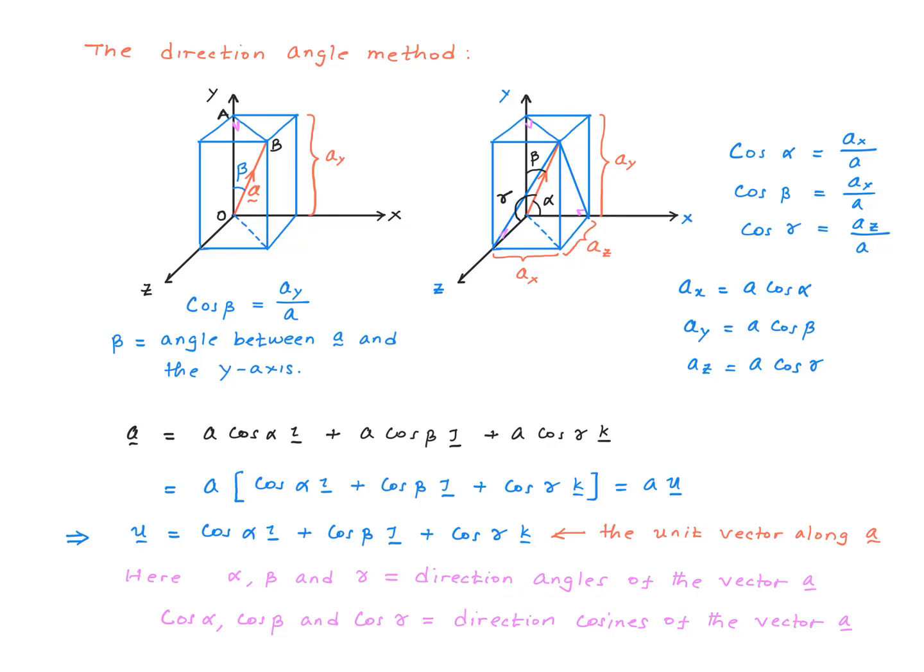So to sum up, if the direction angles alpha, beta, and gamma are given, you find the unit vector along A by this equation, multiply that by the magnitude of A, and you have the vector A in its component form.